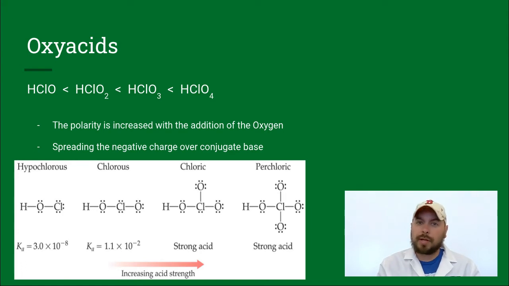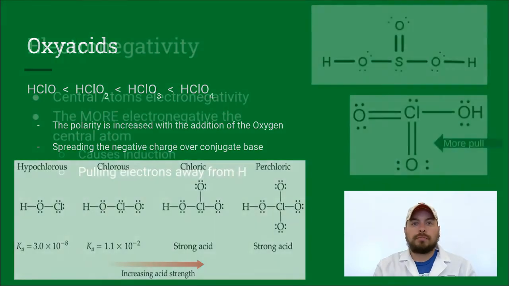HClO3, strong acid. HClO4, also a strong acid. So if we look through the chloric acid family, what we see here is that as we add more and more oxygens, the oxyacids become stronger. The reason for that is because the bond becomes more polar and thus weaker.